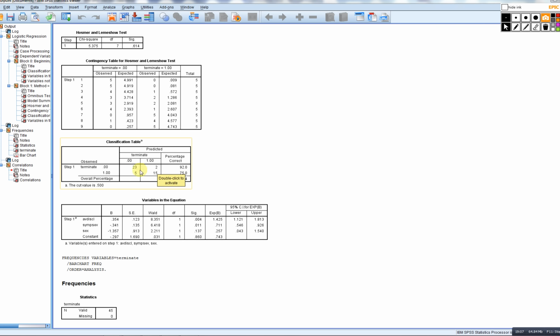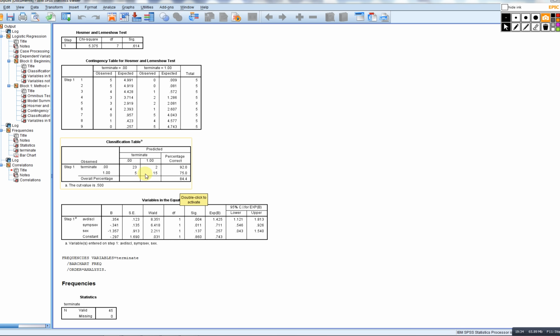So these are misses, and actually another way of referring to this is false positives. Now, in terms of those individuals who actually did terminate within 2 months, we had 15 individuals who were correctly classified by the model. So individuals who were predicted to be in Group 1 that actually were in Group 1 is 15.